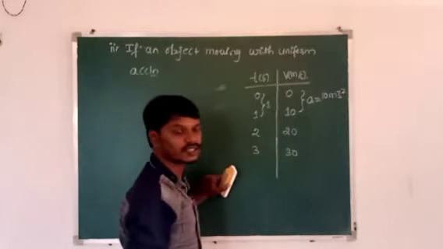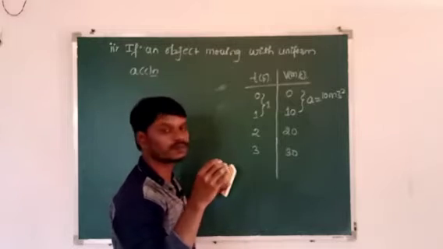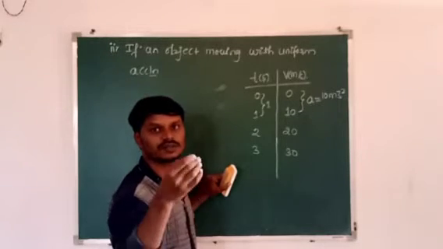Then what is the acceleration of the object when there is a change in velocity from 10 meter per second to 20 meter per second?